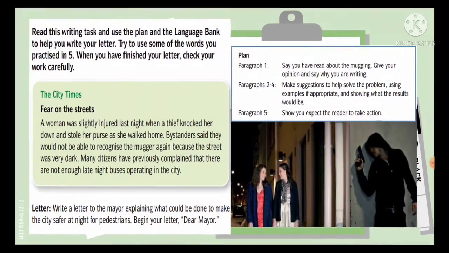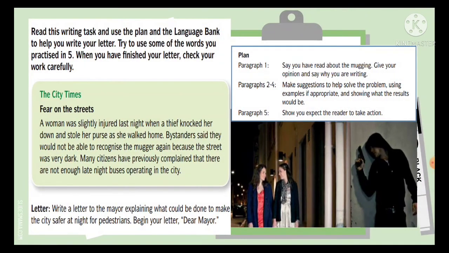And the question is, read this writing task and use the plan and the language bank to help you write your letter. Try to use some of the words you practice in 5. So when you have finished your letter, check your work carefully.